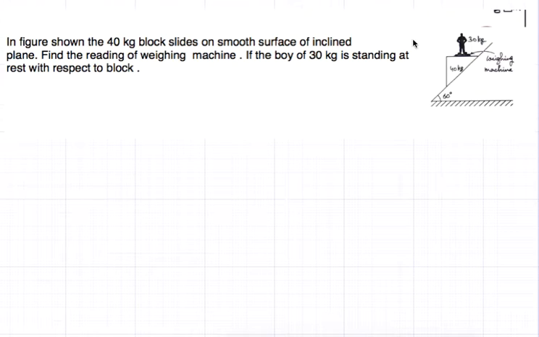Very small problem based on that: what is the reading of the weighing machine on this system? First of all, this is the system. If I take this whole system, it will go down with an acceleration of g sin theta, because there is no friction.